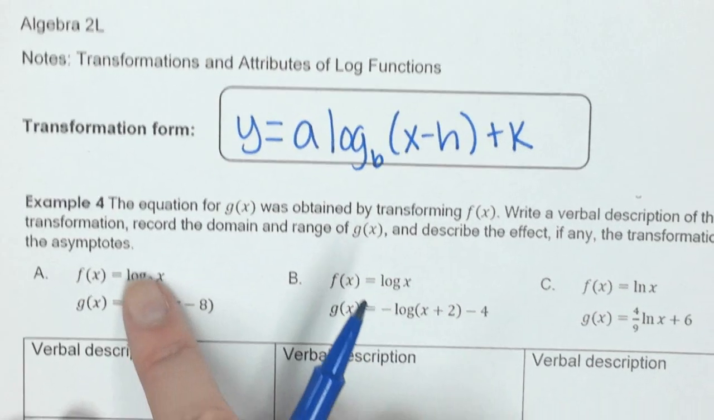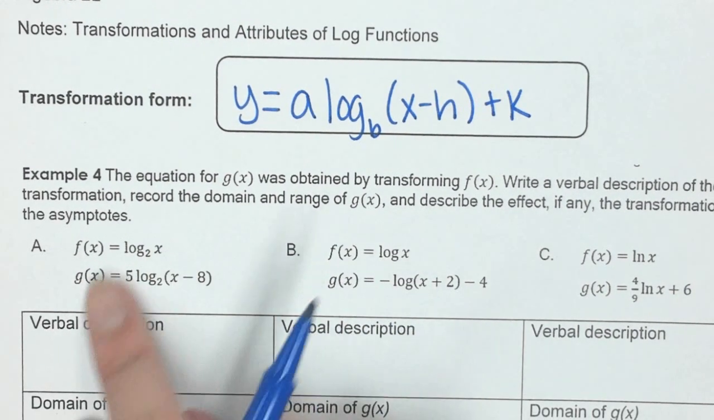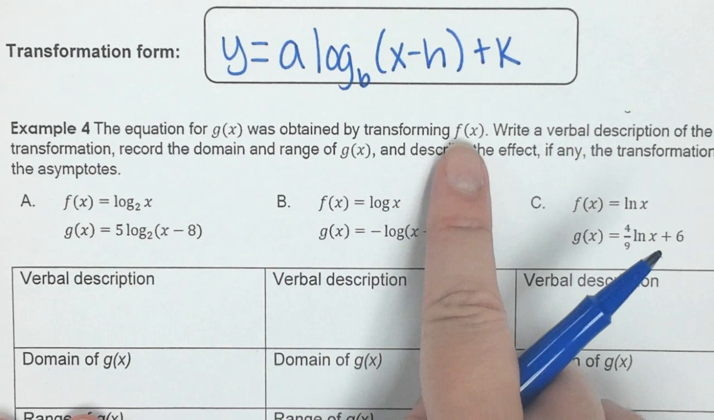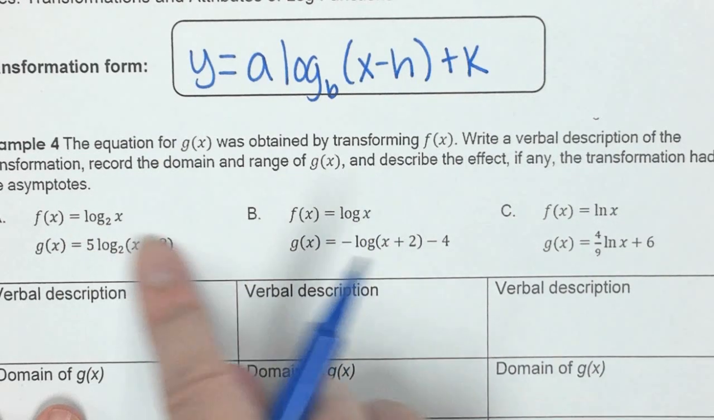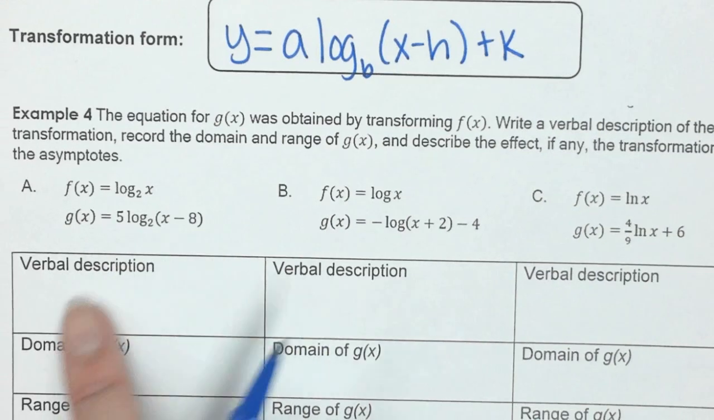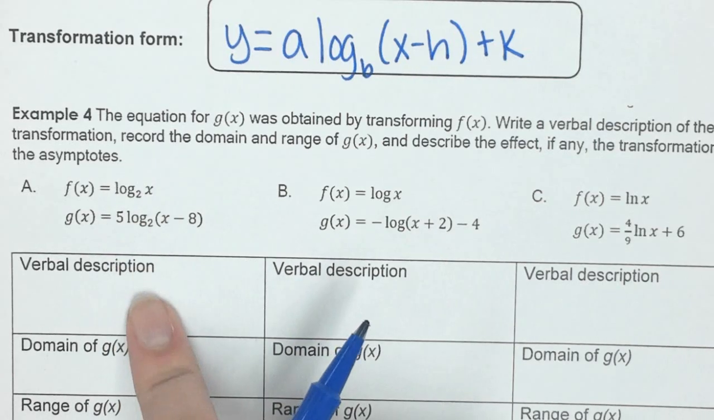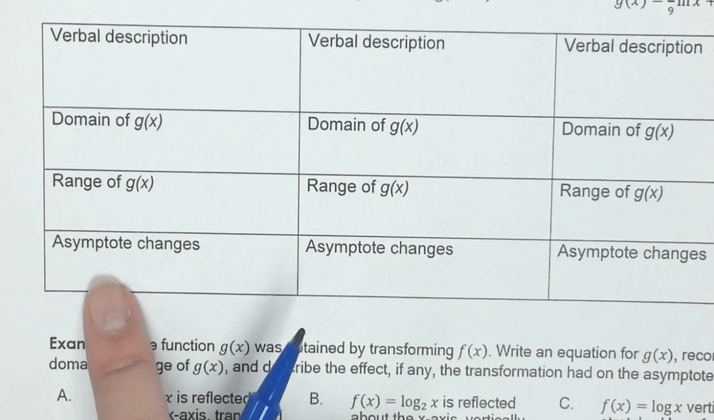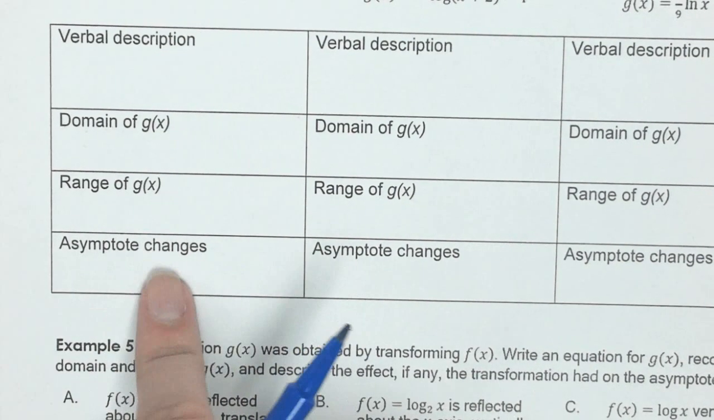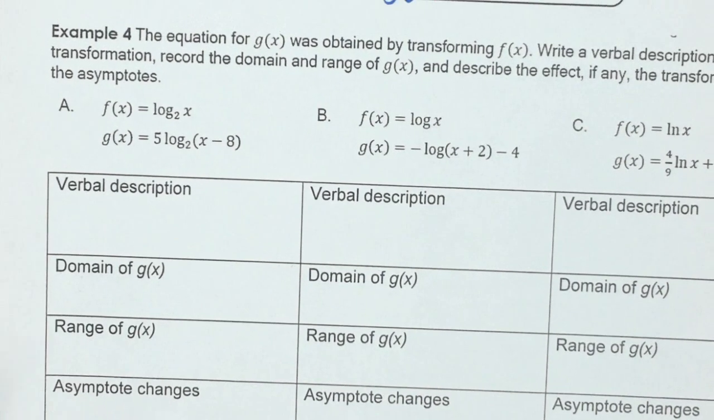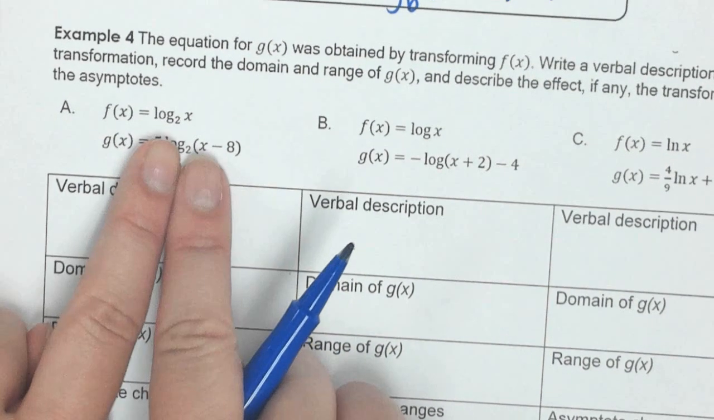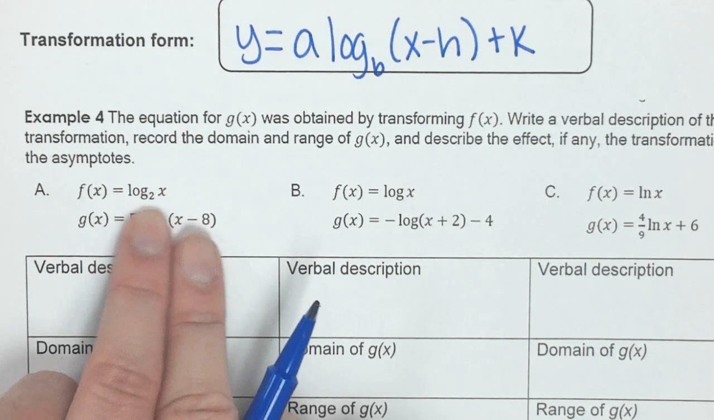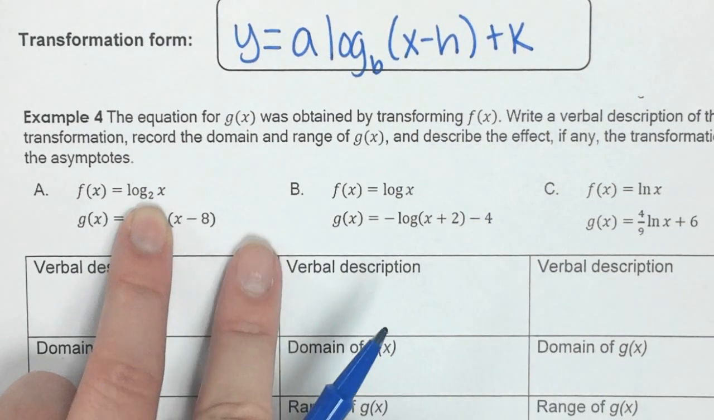Okay, so we're going to look at each of these, and we're going to consider f of x, and g of x is a transformation of f of x. So we're going to write a verbal description, meaning we're going to state the transformations, the domain and the range, and if our asymptote has changed at all. Okay? So looking at our first one, our f of x is log base 2 of x. That's not a transformation, that's just the type of log that we have.